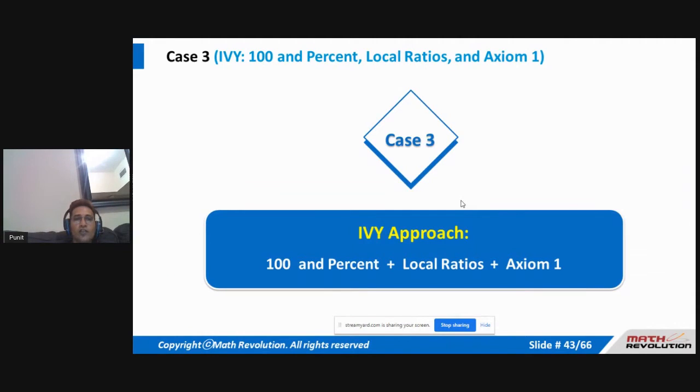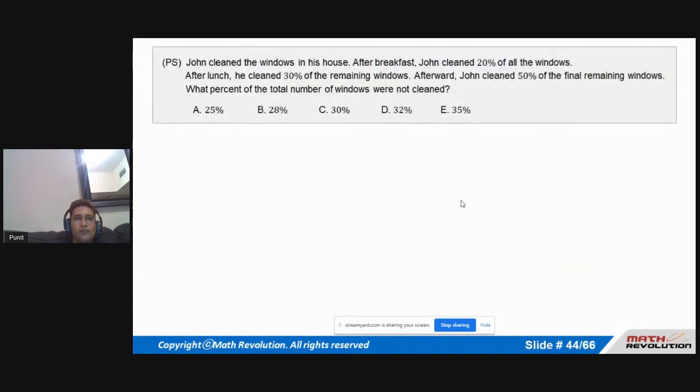Let's go on to the next question, which will have 100 percentage, local ratios and axiom 1 application. Just pay attention if there happens to be the need of a complementary or maybe a separated 2 by 2 table, because many times it is not that much revealed. So we need to infer and deduce it.